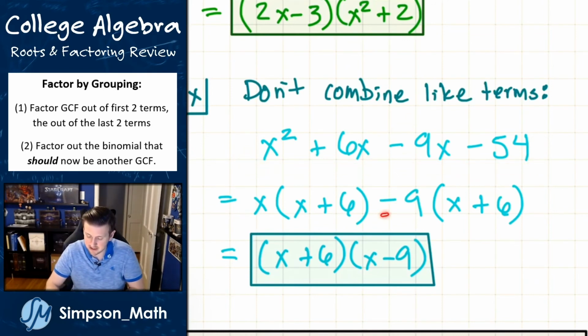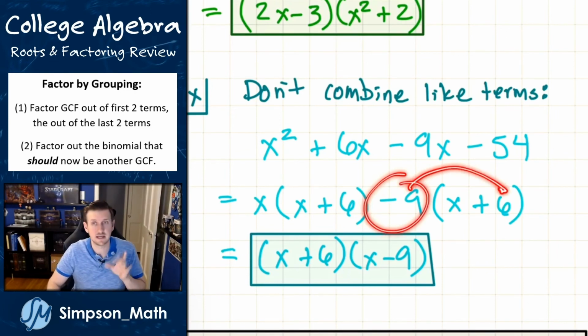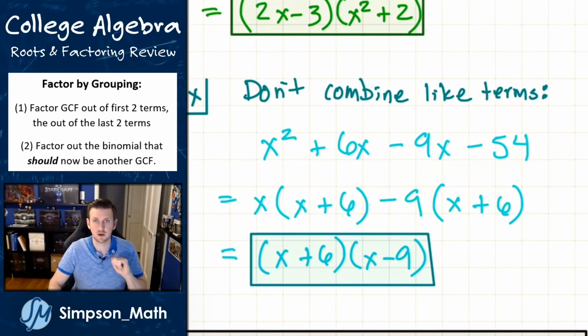The leading term has a negative, and they do both have a 9 in common. 9 goes into 54 6 times, and a negative divided by a negative is a positive. Again, lots of little GCFs, so just do those double checks. Negative 9 times x, negative 9x. Negative 9 times 6 is a negative 54. Yep, we're good to go.